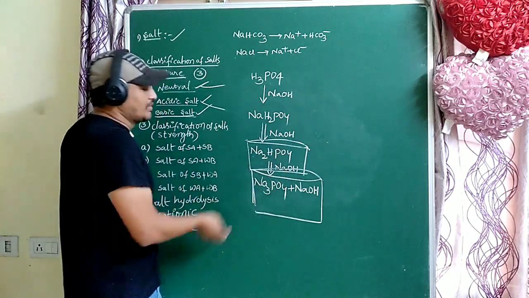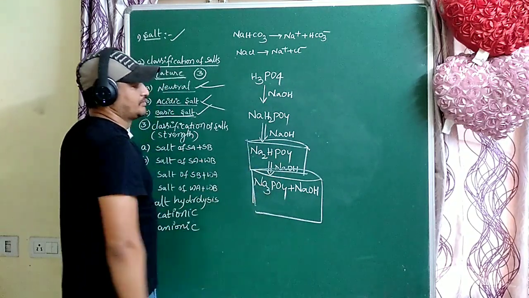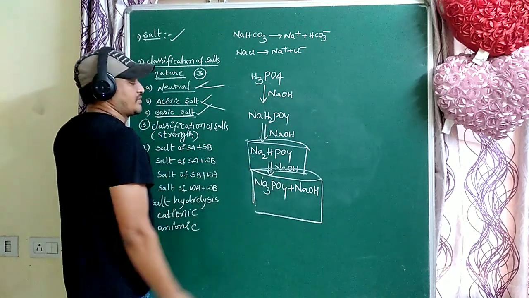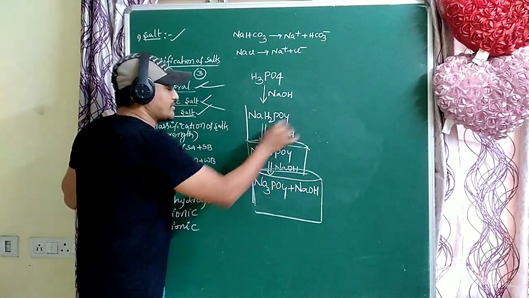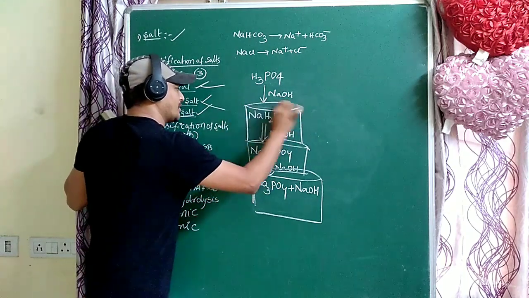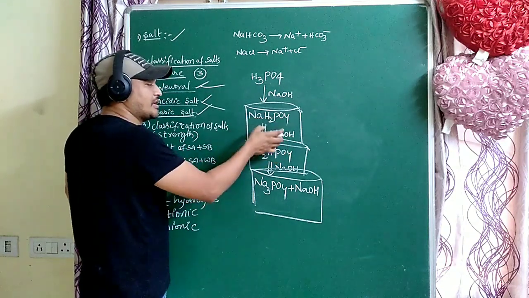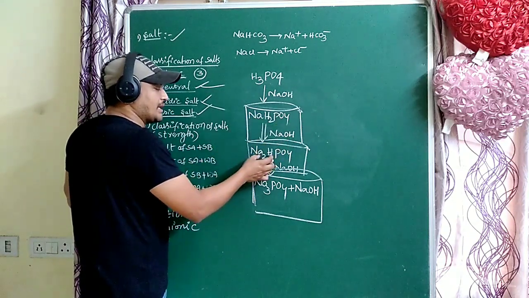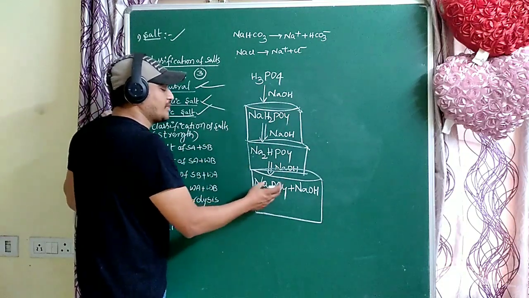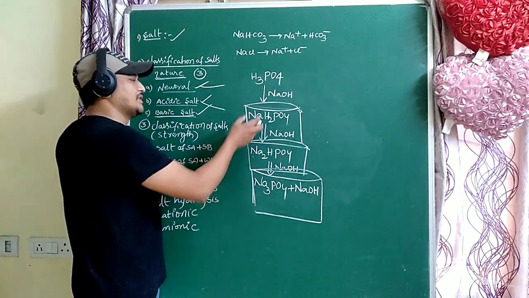After some time, what is there in this beaker? Na3PO4 is there. So this is the acidic salt. And these two solutions also cannot exist together. Why? Because this is the acidic salt and this is the base. These two react to form Na2HPO4 and further react to finally form Na3PO4.